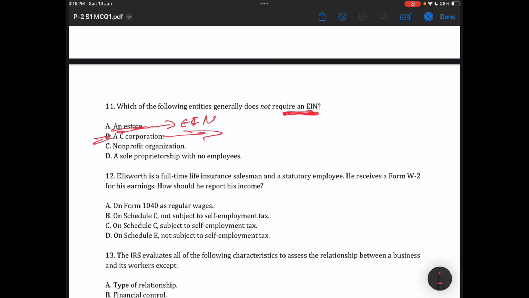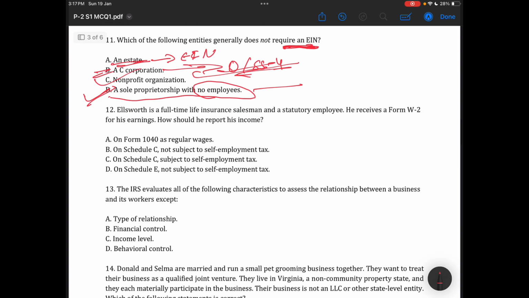C corporation required EIN. Either he can apply online, or he can file form SS4. A non-profit organization also requires an EIN. A sole proprietorship with no employees, so it's a correct answer. A sole proprietorship having no employee, it's a correct answer.